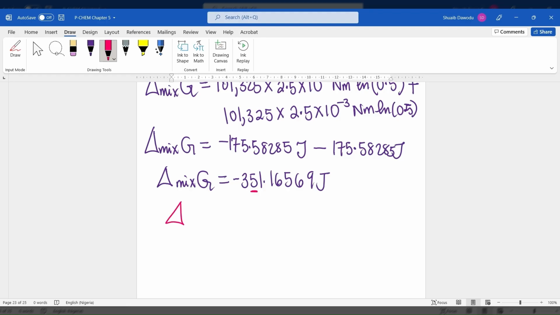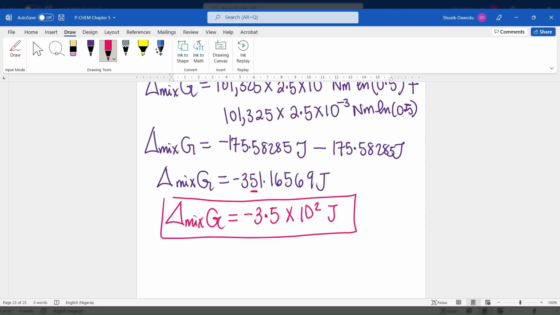So the change in Gibbs energy of mixing is going to be negative 3.5 times 10 raised to the power of 2 joules. And this is the answer to this question. Negative 3.5 times 10 to the power of 2 joules.